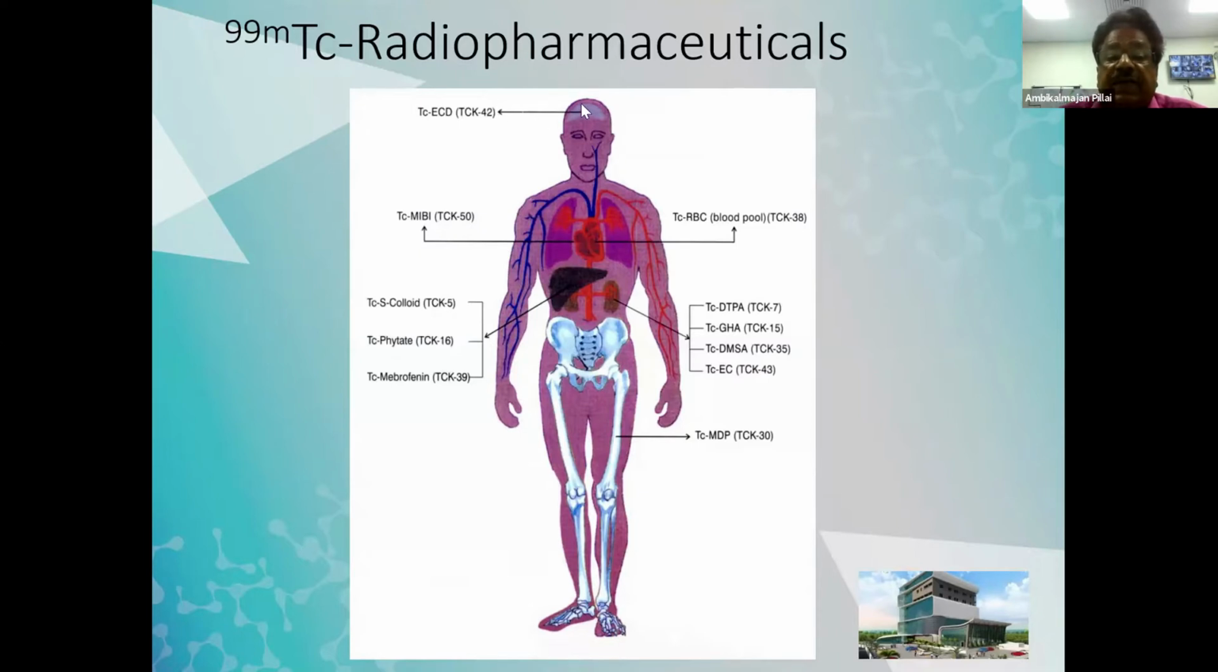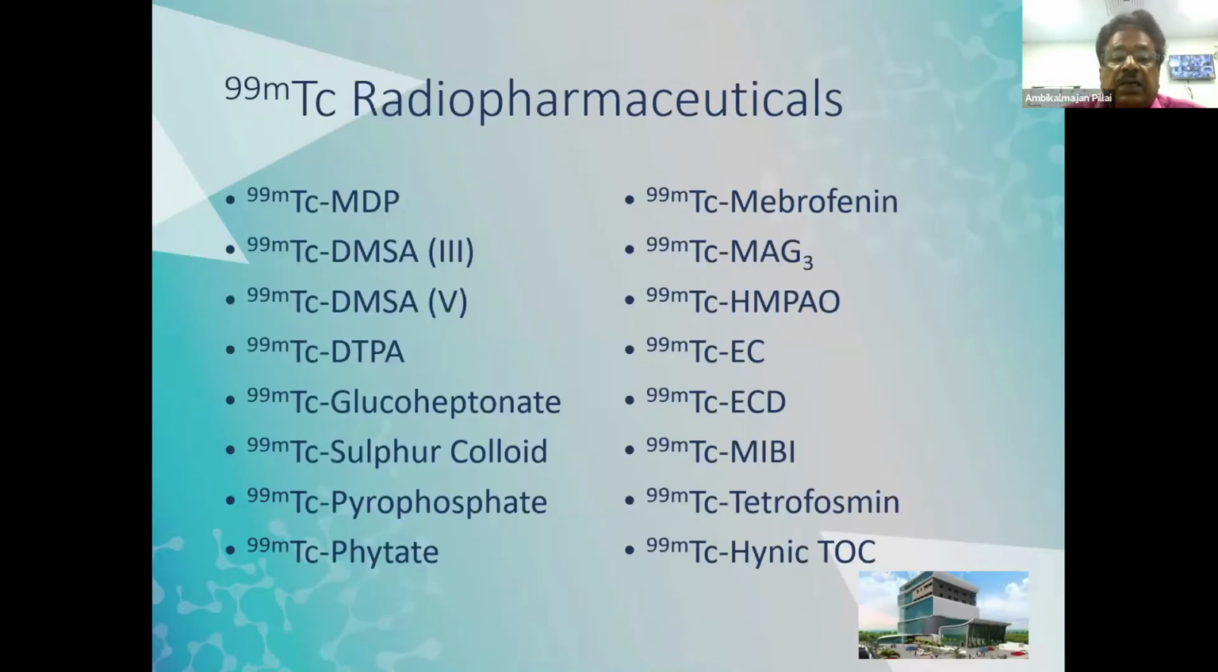Coming to the brain, we have the ECD or HMPAO. So definitely about 20 to 25 technetium radiopharmaceuticals are available in the market and regularly used by the nuclear medicine departments. Now, which are the major radiopharmaceuticals?